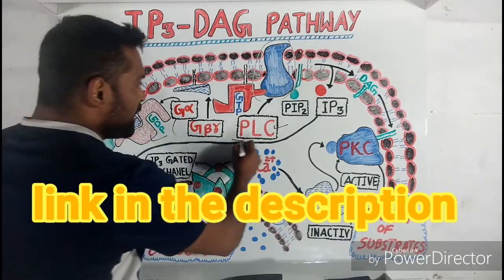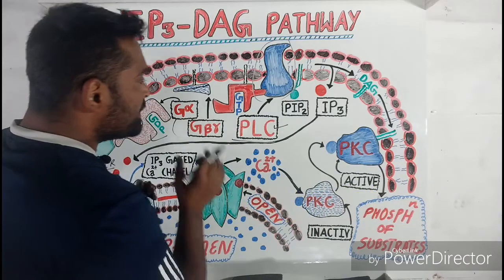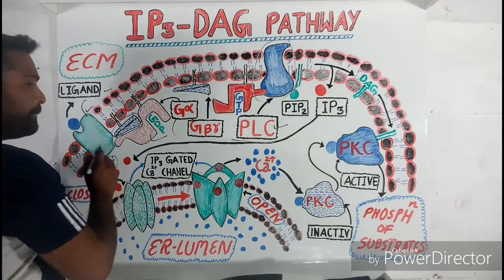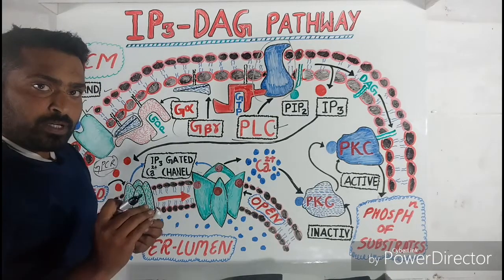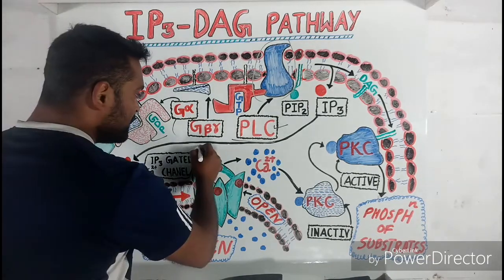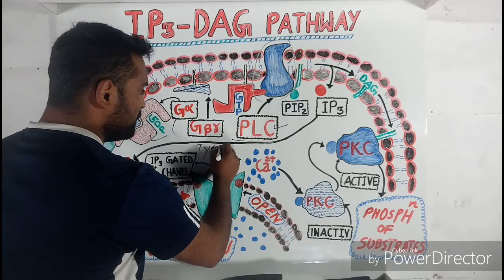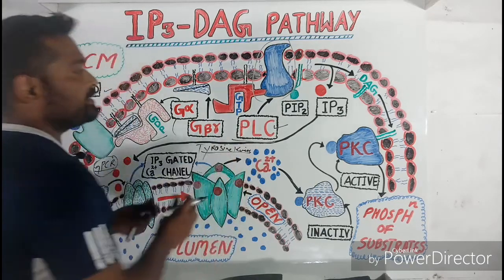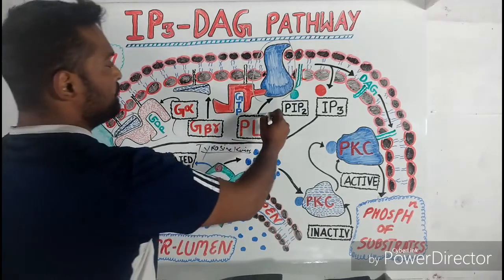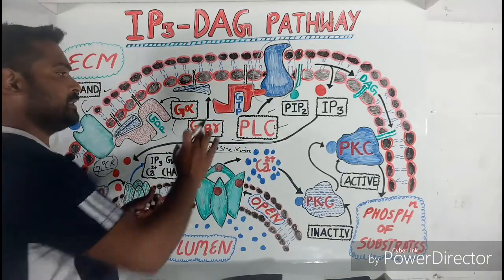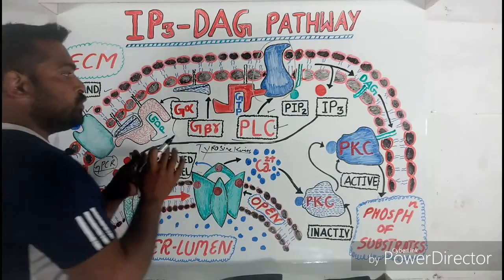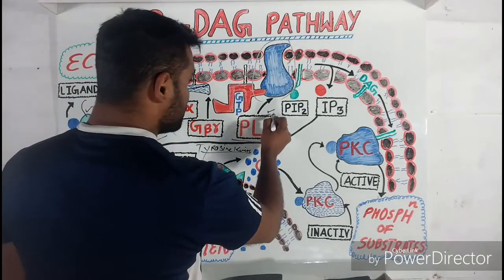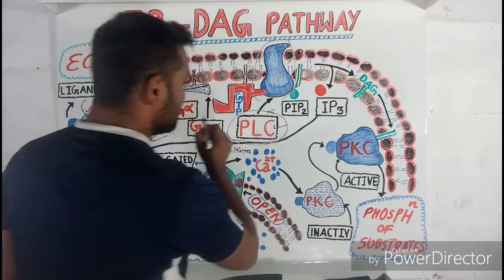Now this PLC enzyme, or phospholipase C, is not solely activated by GPCRs, but there is another pathway which involves tyrosine kinases. These receptor tyrosine kinases also activate this PLC enzyme, but we will not discuss that now. We will talk about them in future videos. So now, what is the function of this PLC enzyme?